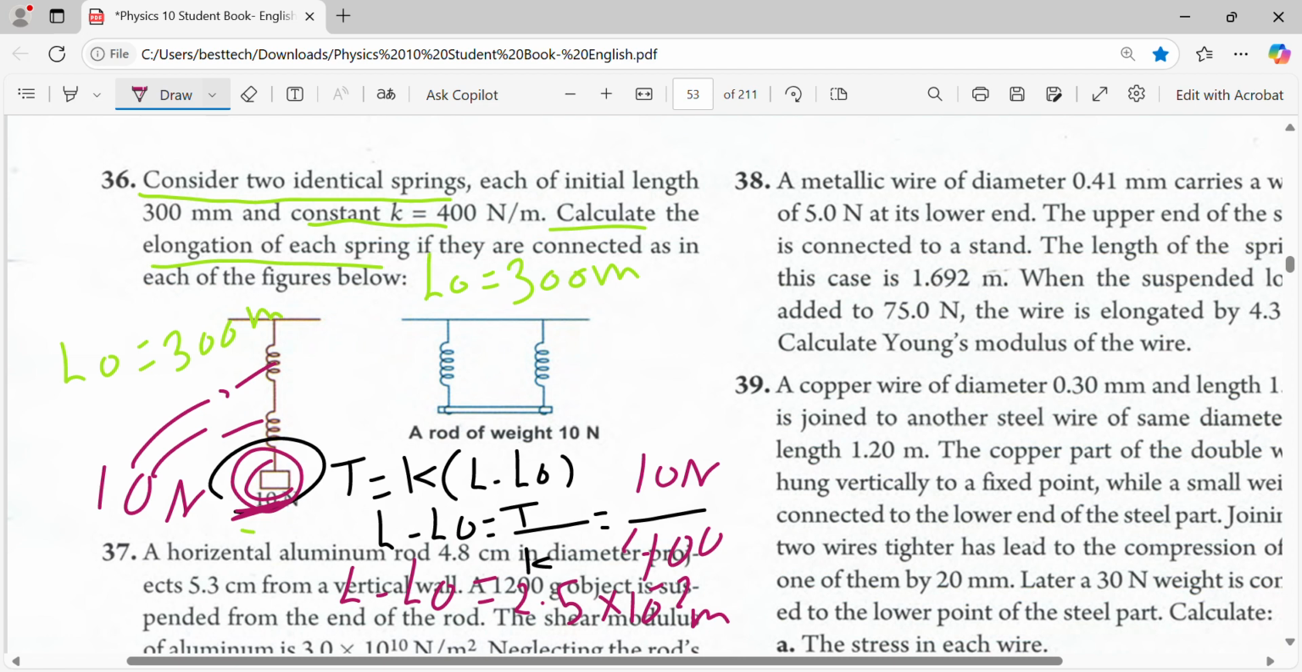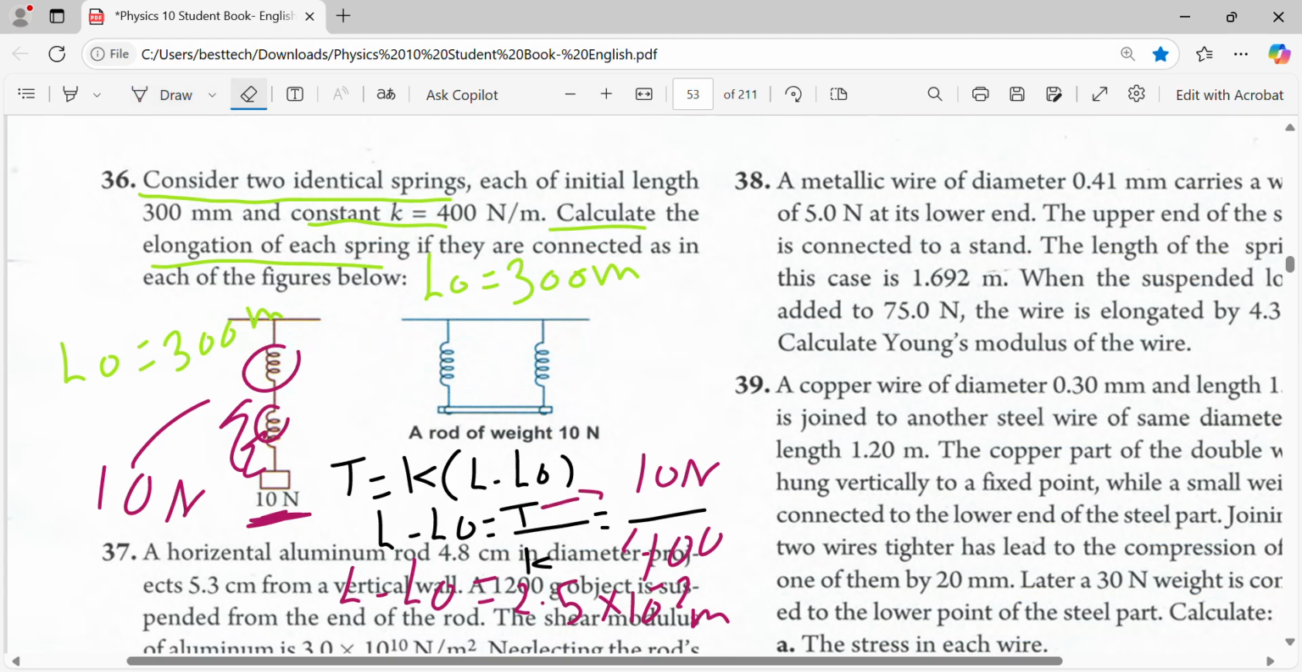Guys, the new thing is again here. You should understand. This 10 unit, these two springs are suspended by this object. This 10 unit is the weight for both of the springs. So for both of them it's 10. That's why I immediately wrote 10.